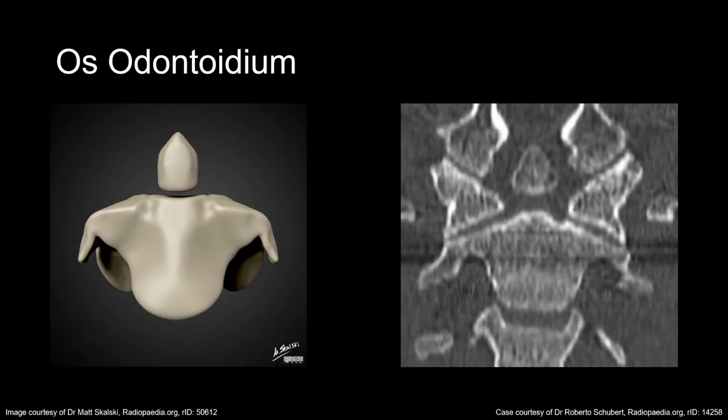Again, we have some illustrations and examples of an os odontoideum. Here on this coronal CT, you can see the gap between the dens and the body of C2, though there's likely some cartilage in between that looks like it's just a floating dens. And then this is an artistic representation of that.